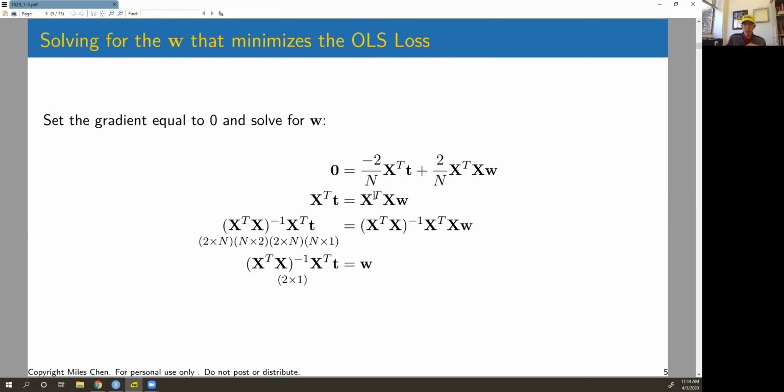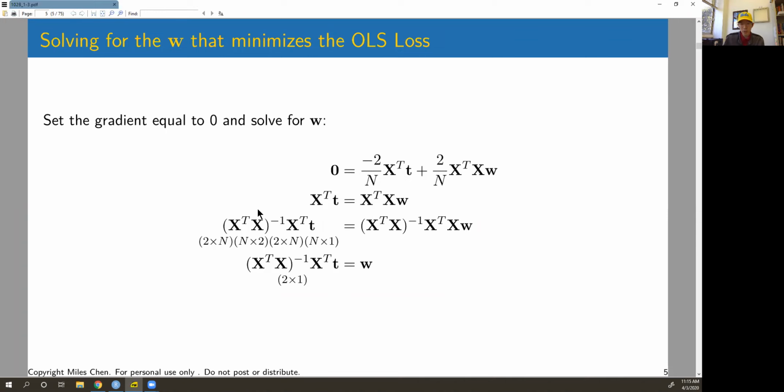Now you might wonder, do I do X transpose t times X transpose X inverse, or do I have to go X transpose X inverse times X transpose t? Because remember, with matrix multiplication, the order in which you multiply things matters. Matrix A times matrix B is not going to be the same as matrix B times matrix A, if the dimensions don't line up.